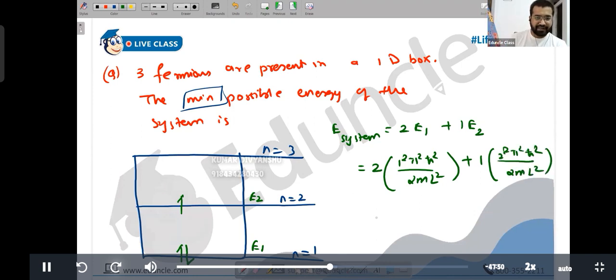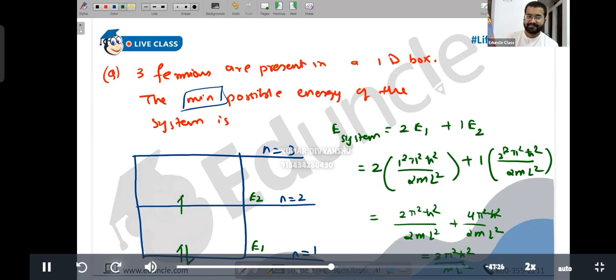I'm using the formula. Tell me if you have any confusion. So this is 2 pi squared h squared upon 2 m L squared plus 4 pi squared h squared upon 2 m L squared. Our answer is 2 plus 4 is 6, 6 upon 2 is 3. Answer is 3 pi squared h squared upon m L squared. This will be one of the options. I hope you understood this. Tell me if not.